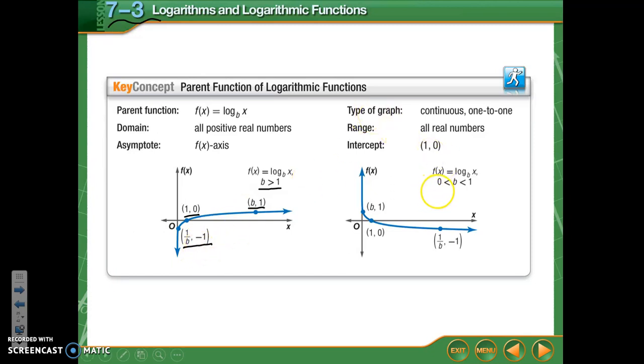When b is between 0 and 1, like we see over here on this other graph, this is the inverse of exponential decay. The same 3 points are still there, but it looks a little bit different because it's the reflection over y equals x of an exponential decay graph. But I still have the points (b, 1), (1, 0), and (1/b, -1).